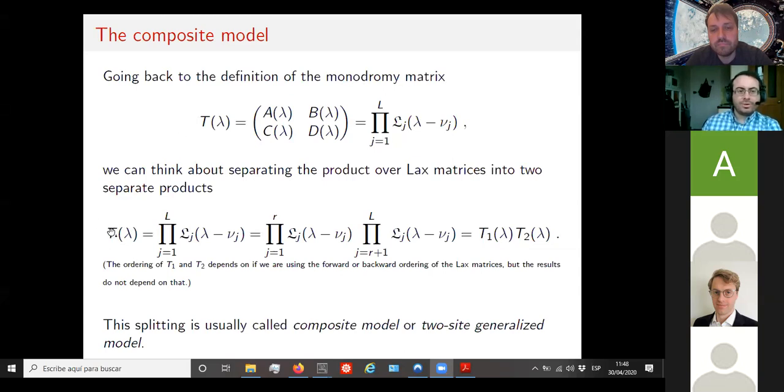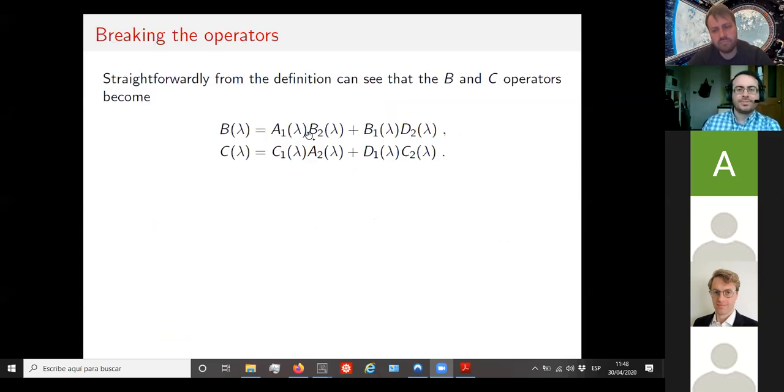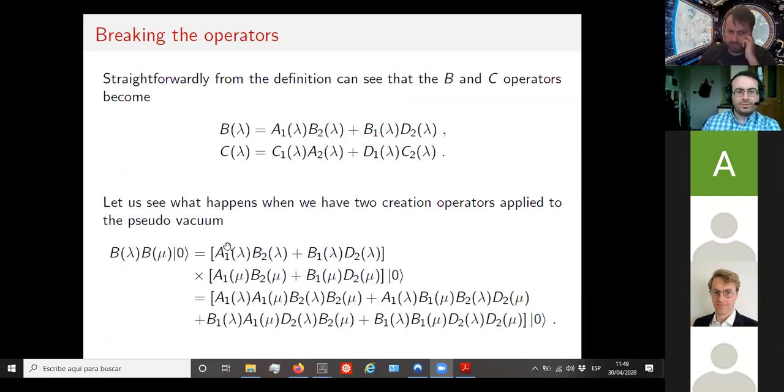From that, I can write my B operator and my C operator of the original monomial matrix as products of A, B, C, and D operators of the smaller monomial matrices. This way, for example, the B is the A of the first one times the B of the second one plus the B of the first one times the D of the second one. Some people will remember this from the coproduct of the B operators and the coproduct of the C operators, and it's because they are related in some way. So this is telling us how to split one B operator. But what happens when I have two? Well, I just have to apply this splitting two times.